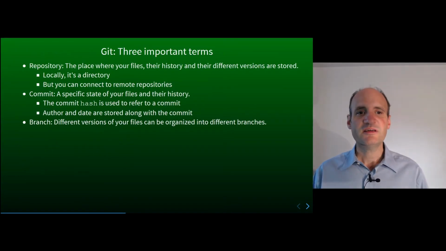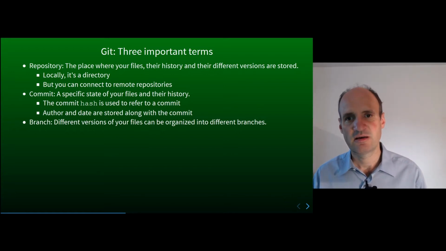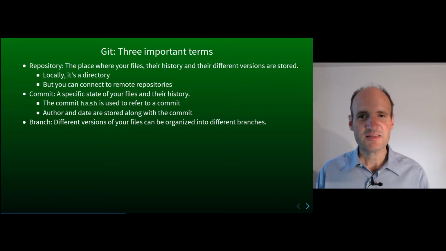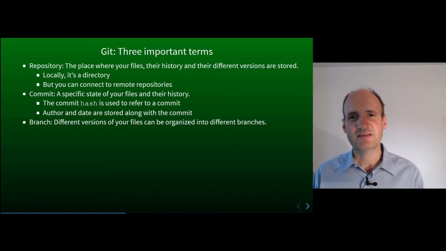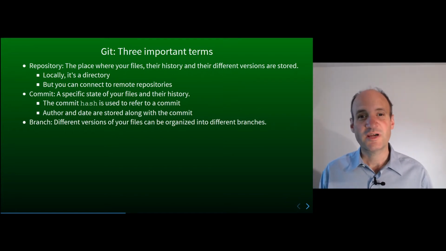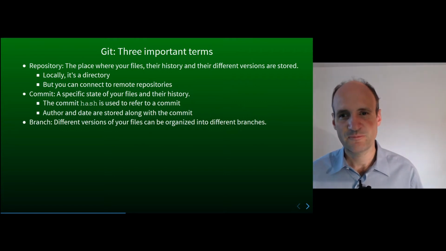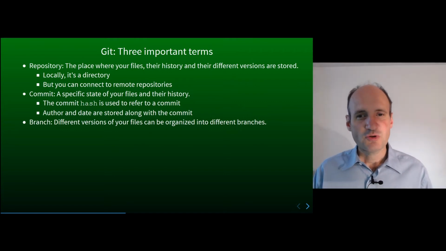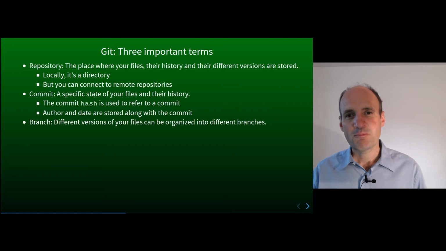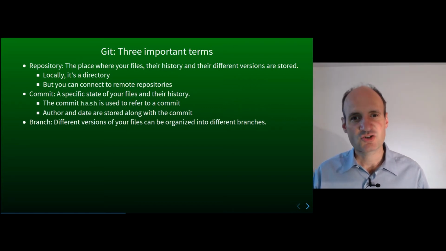When working with Git, you have to be aware of a few terms. The most important one is the repository. And that's the place where your files and their history and the metadata is stored. That is not only the content, but also who changed them, how and when, and also different versions you have. On your computer locally, that's typically a folder, but you can connect to remote repositories to exchange code with other people.